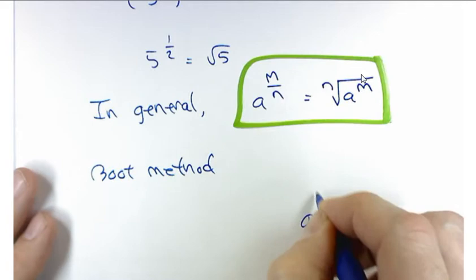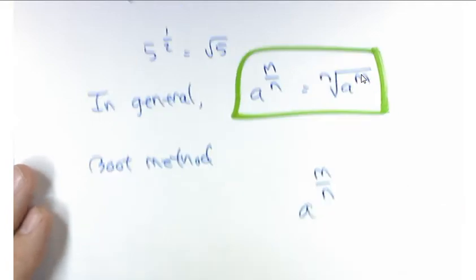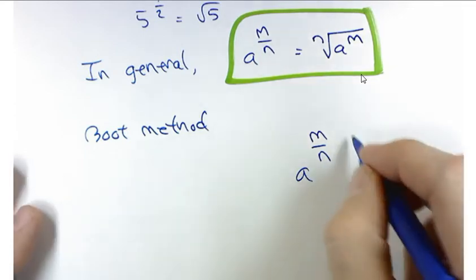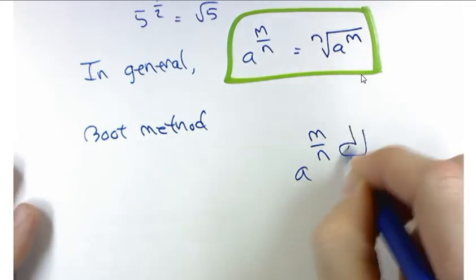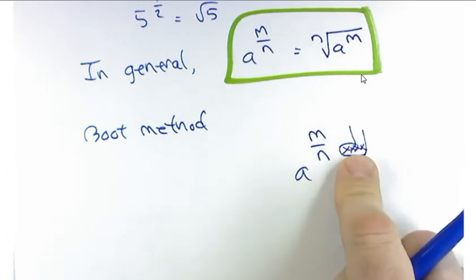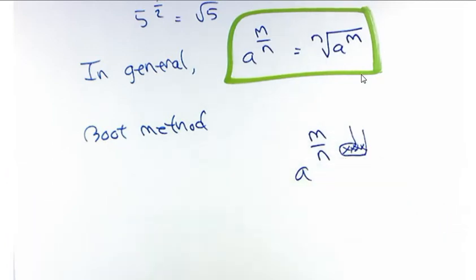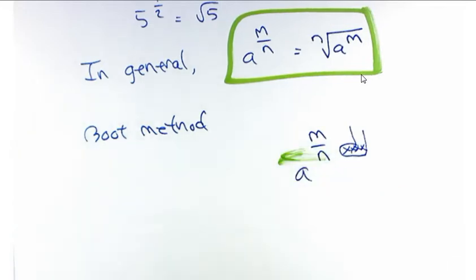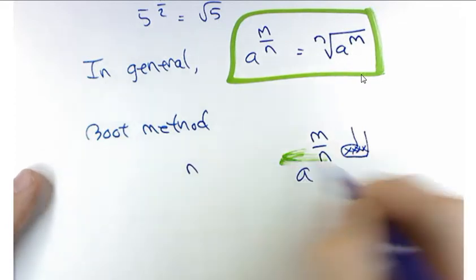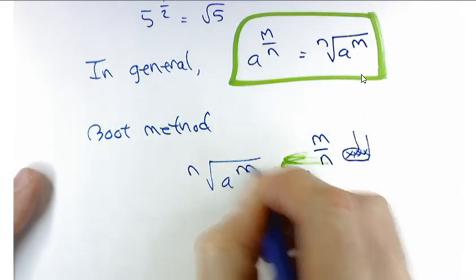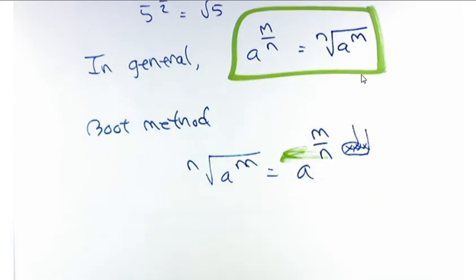You're going to write a to the m over n power, and being naturally aggressive to the subject of math, you're going to draw a little boot, men's size 13, no high heels please, next to the denominator. And being aggressive to the subject of math, you're going to kick that denominator. And when you do, the n comes flying over here, the m falls down, and you get the nth root of a to the m. Ta-da!